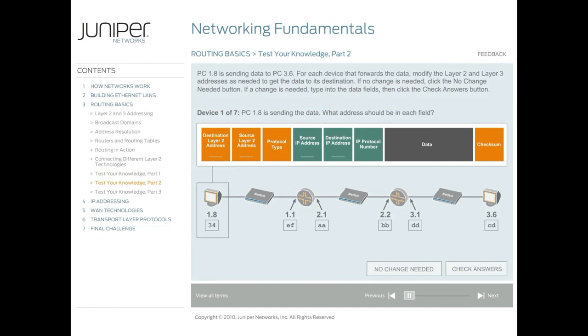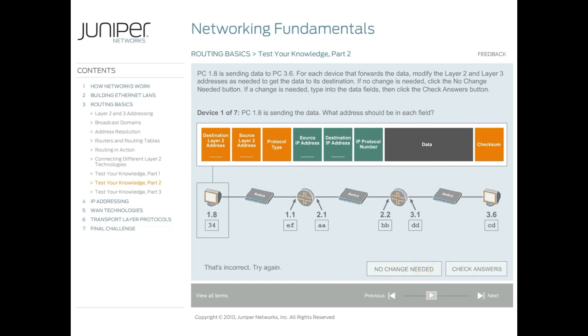Here's a chance to recall what you've learned about Layer 2 and Layer 3 addressing. In this example, again, PC 1.8 is sending data to PC 3.6. For each device that forwards the data, we'll let you complete the addressing. Modify the Layer 2 and Layer 3 addresses as needed to get the data to its destination. If no change is needed, click the No Change Needed button. If a change is needed, type into the empty fields on screen and then click the Check Answers button. Begin with the sending device. PC 1.8 is sending the data. What address should be in each field?